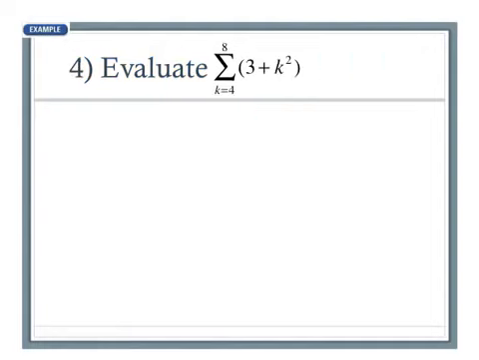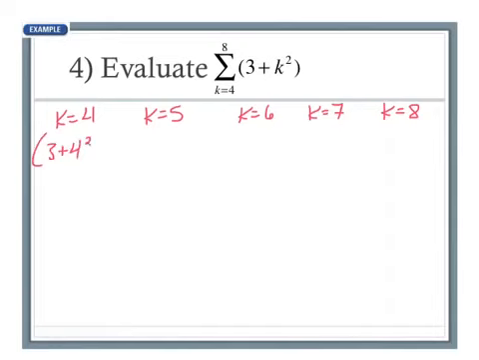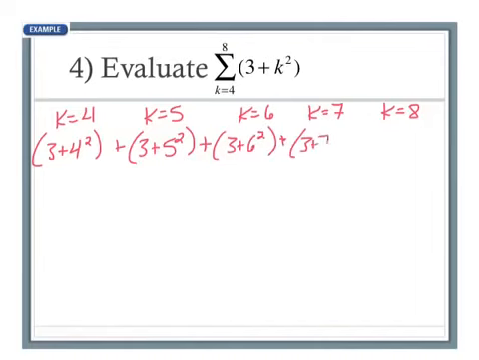Let's do another one. We're going to plug in when k is equal to 4, when k is equal to 5, when k is equal to 6, when k is equal to 7, and when k is equal to 8. So we're going to have 3 plus 4 squared plus 3 plus 5 squared plus 3 plus 6 squared plus 3 plus 7 squared plus 3 plus 8 squared.